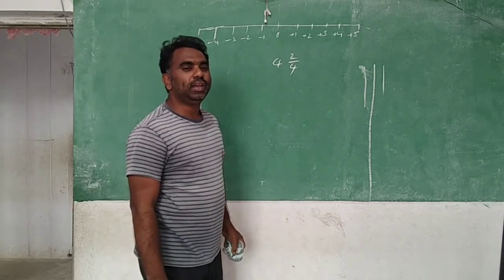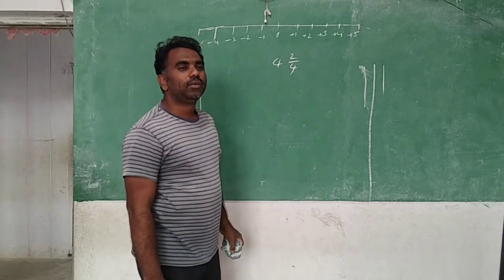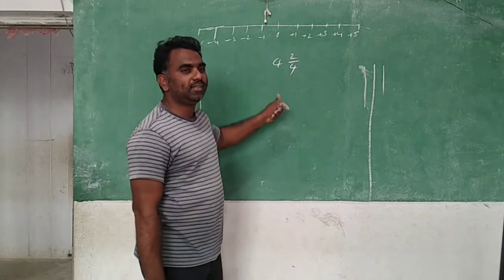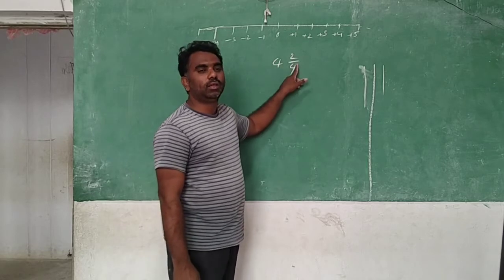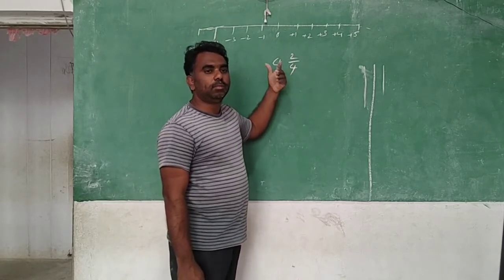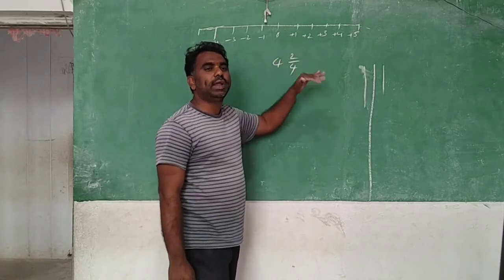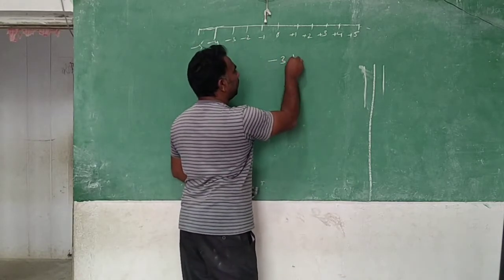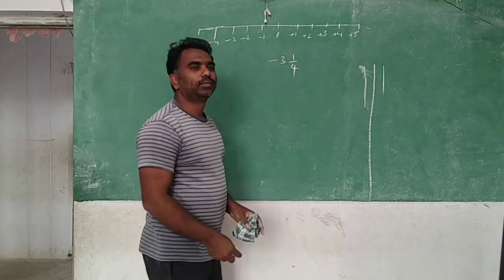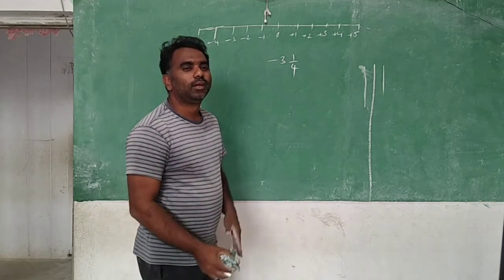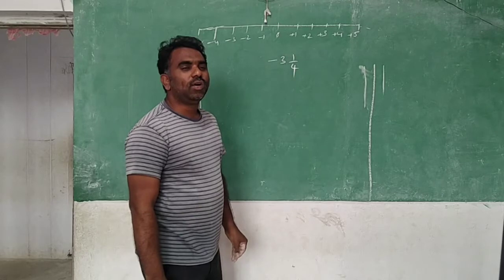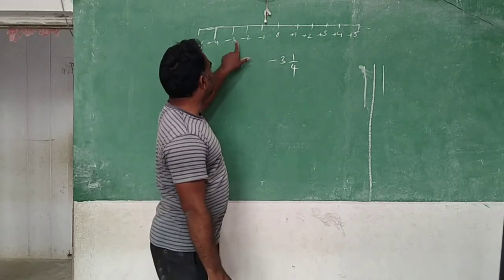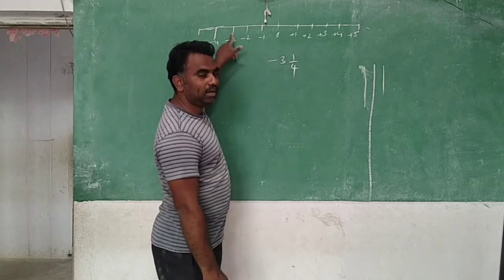It is in between. Very good. It is in between 4 and 5, because the meaning of this is 4 and something. 4 and something means it is in between 4 and 5. Same like that, -3 1/4. It is what? -3 and something. Where will it be? -3 and something. Will it come to this side or this side?